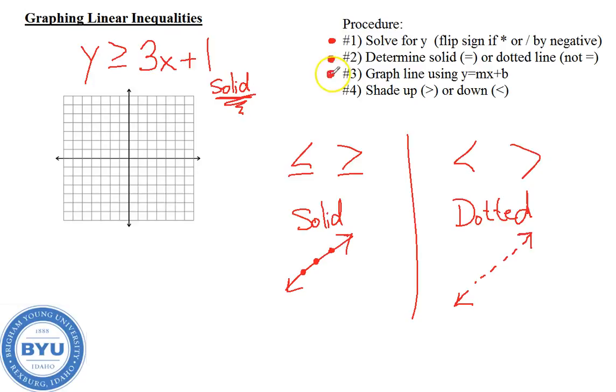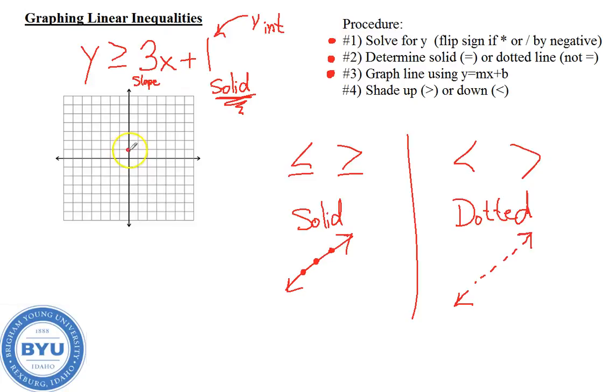Step number three, we need to graph the line using y equals mx plus b. Remember that b represents the y-intercept and m represents the slope. So here, this plus 1 is our y-intercept, and this 3 is our slope. Because we have the y-intercept and the slope, we can graph it.